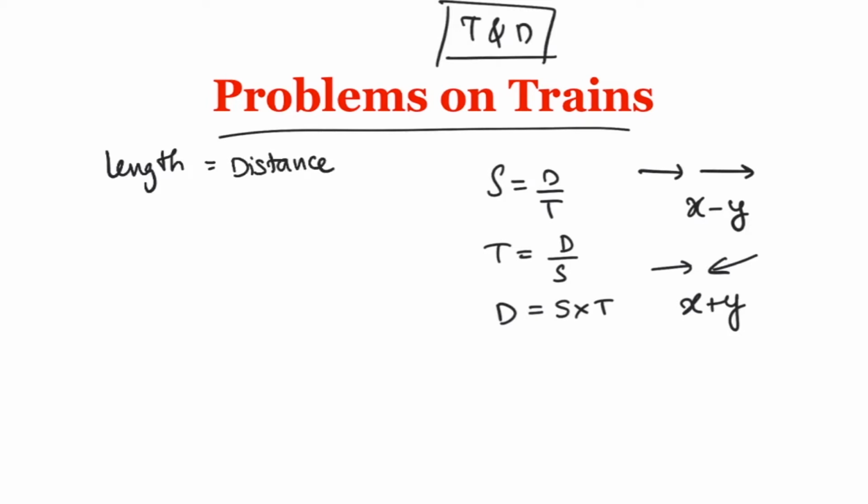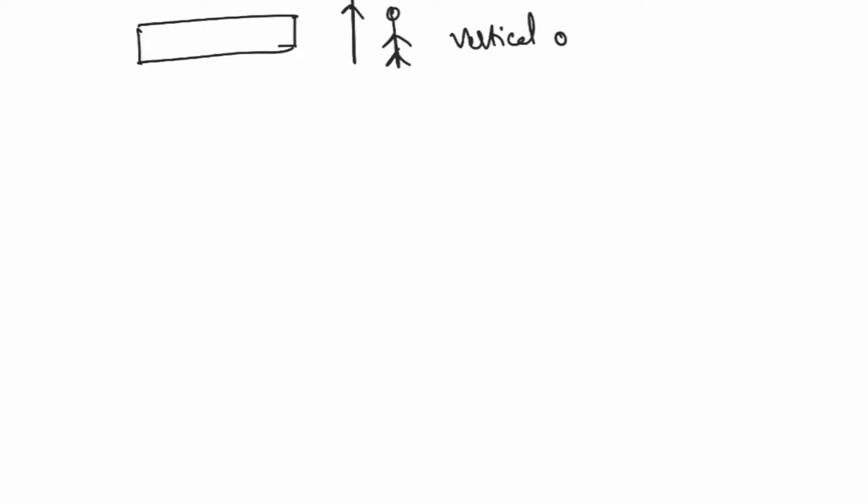We use the same concepts, but we consider length of train as a distance. In general, while solving time and distance problems, we do not consider the length of moving object, but here in problems on trains, train has a considerable length. That's why we consider length of the train also. So for example, a train is crossing a pole or a man or any vertical object, their distance covered is length of the train. If a train is crossing a man, a train is crossing itself.